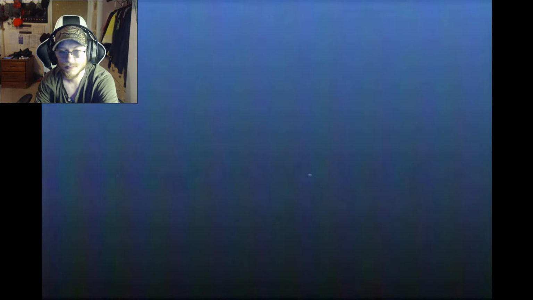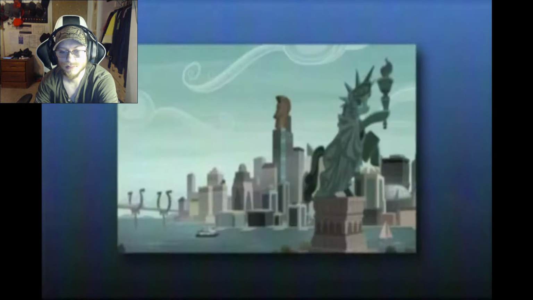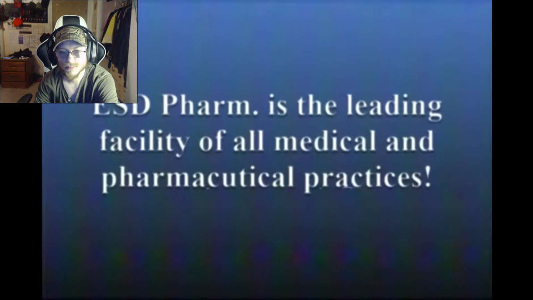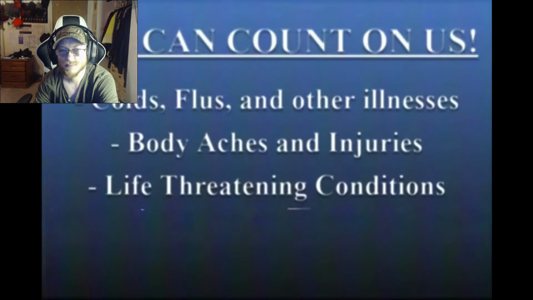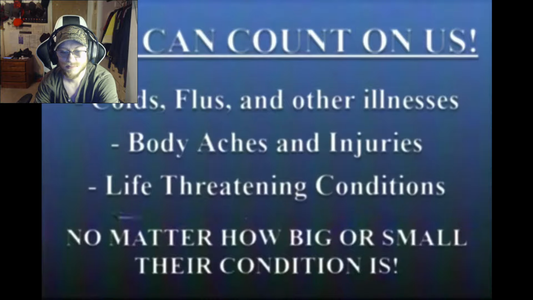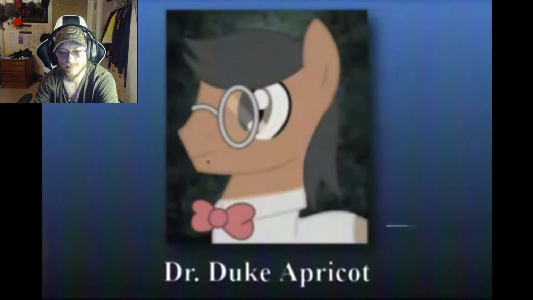Paramedical. Have you ever wanted to develop life-saving medicine? Located within Manhattan, our pharmaceutical facility helps produce all sorts of medicine to help the daily lives of ponies. Awesome. Whether someone is struck with a cold, facing severe body aches, or even life-threatening diseases, you can count on our facility to research and discover ways to help anyone who is suffering, no matter how small or big it might seem. This pharmaceutical facility is run by Dr. Duke Apricot, a well-experienced mayor who has been with the department for several years.